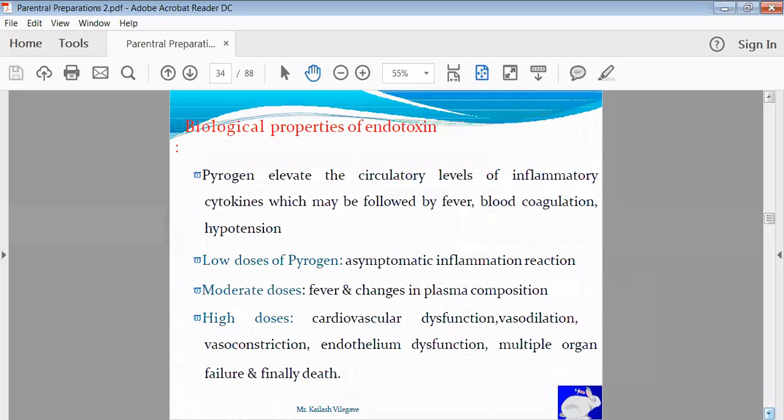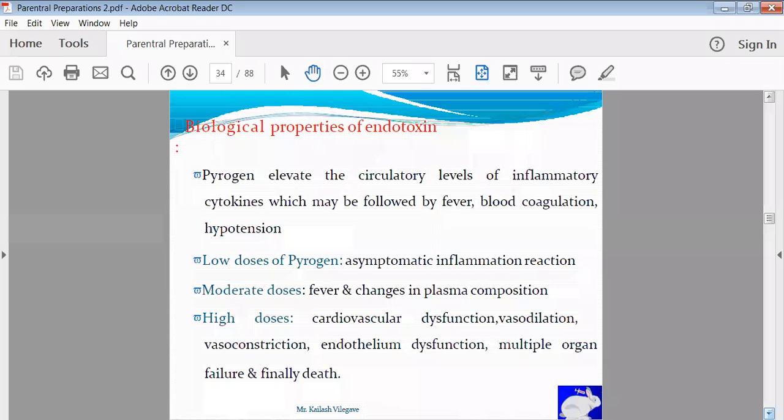The biological properties of endotoxin are that they have the ability to increase body temperature, and they can elevate the levels of inflammatory cytokines in the human body. So it may lead to fever, then blood coagulation, as well as hypotension. These are the consequences that occur as pyrogen enters your body. They start their activity by causing fever, then blood coagulation and then hypotension.